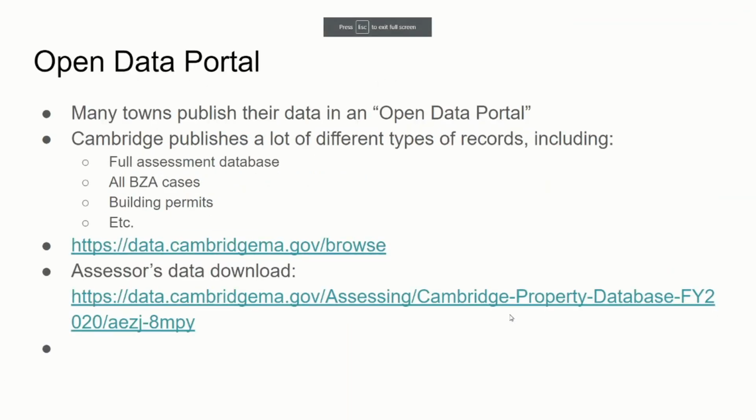Okay. So that's the property assessors database and deeds. The other thing to be aware of is that a lot of towns, especially good towns, especially towns that care about open access, publish their data in an open data portal. For example, Cambridge publishes all the assessment data, all the BZA cases going back to 2014, every building permit, etc., into the data portal.